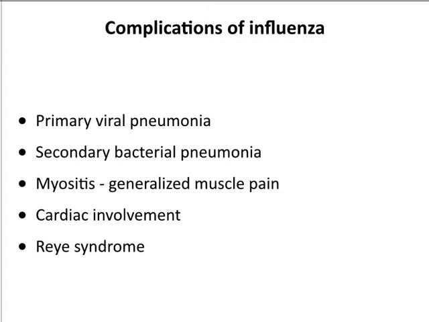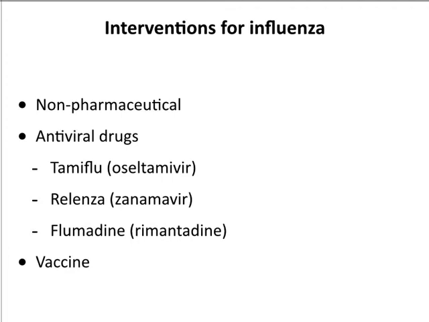Generalized muscle pain, sometimes cardiac involvement, often because of belabored breathing in many cases, and a paralytic syndrome that's transient called Reye's syndrome. We don't really understand how many of these arise, but it's probably safe to say that some of them may be related to cytokine production. What do you do when you have influenza?